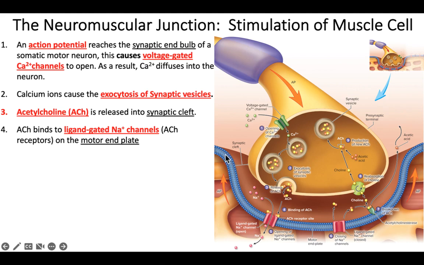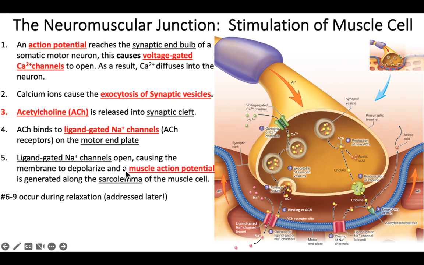All right? So acetylcholine binds to ligand-gated sodium channels. Those are the acetylcholine receptors. They're the same thing. All right? They're on the motor end plate. That's this part of the muscle cell where you have the receptors. Lets in the sodium. The sodium is going to cause a muscle action potential.